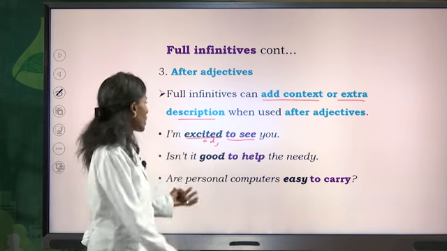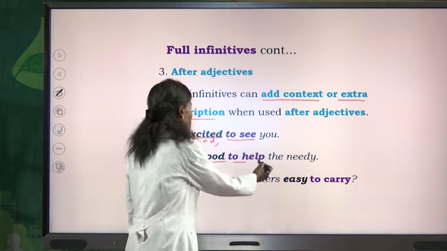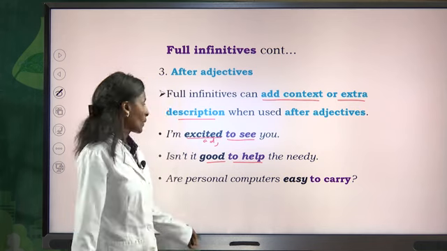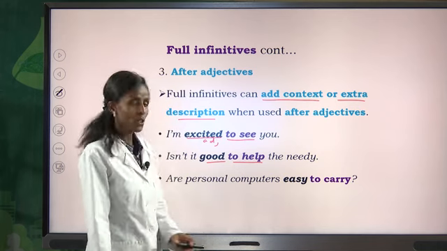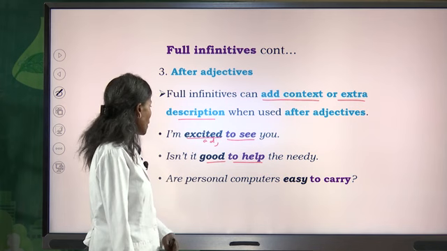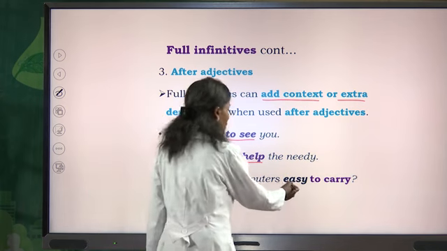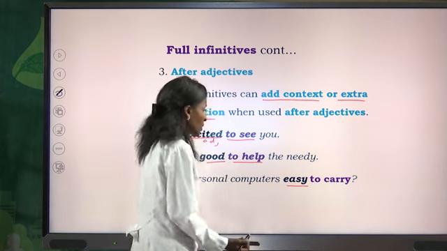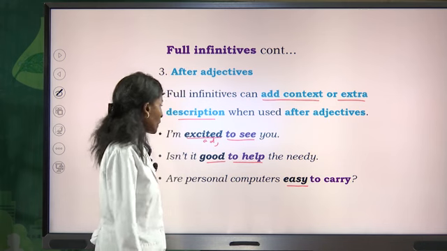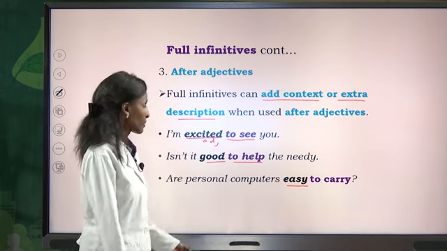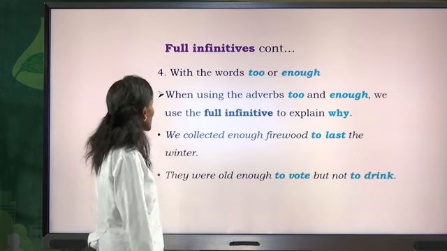Isn't it good to help? Good is also what? Adjective, to help, you see, the needy. So we can use that to add extra information. That means our personal computers are easy to carry. You see, easy, adjective, to carry. The full infinitive, that means good. That is the third use.